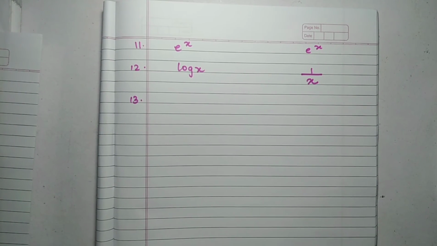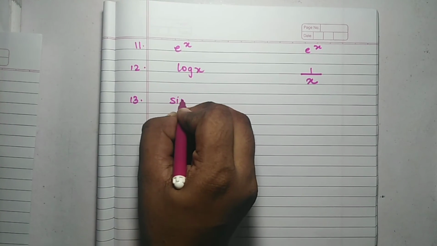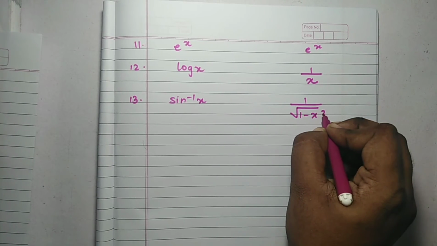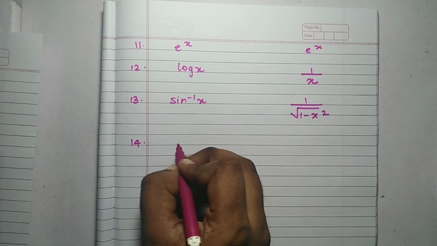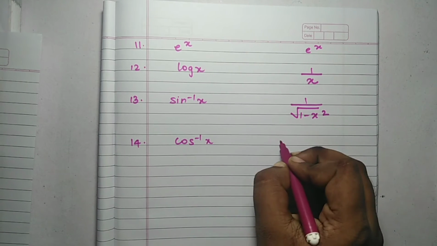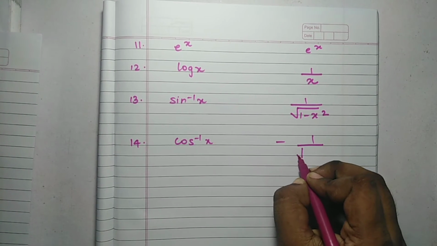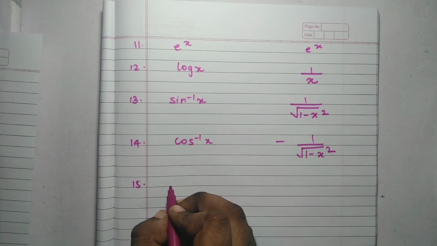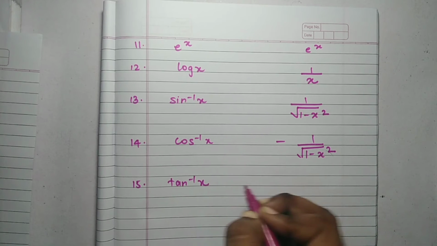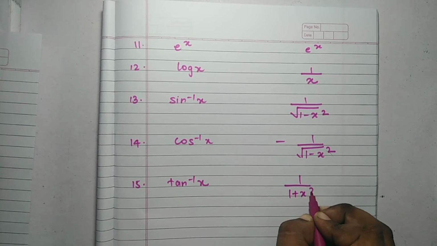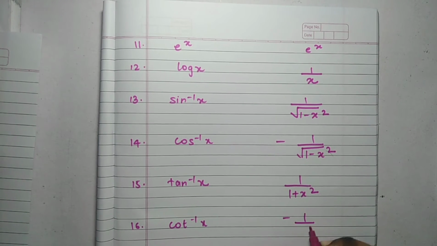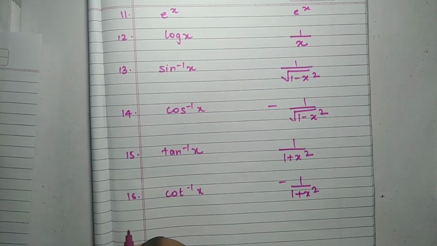Now let's see the derivatives of inverse trigonometric functions. For sin inverse of x, we get 1 upon root of 1 minus x square. And for cos inverse of x, we get minus 1 upon root of 1 minus x square. 15th formula: tan inverse of x is 1 upon 1 plus x square. Cot inverse of x is minus 1 upon 1 plus x square.